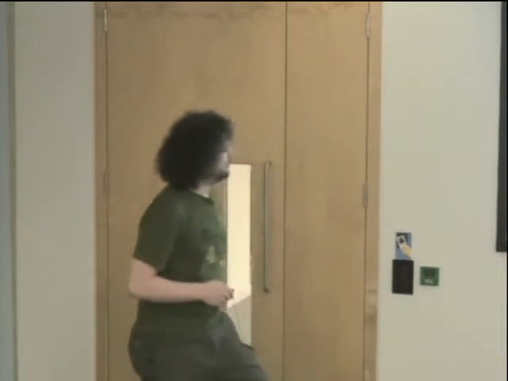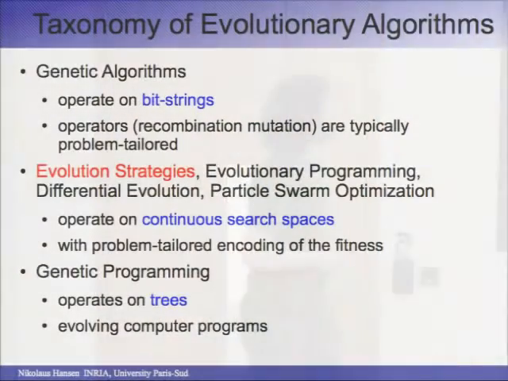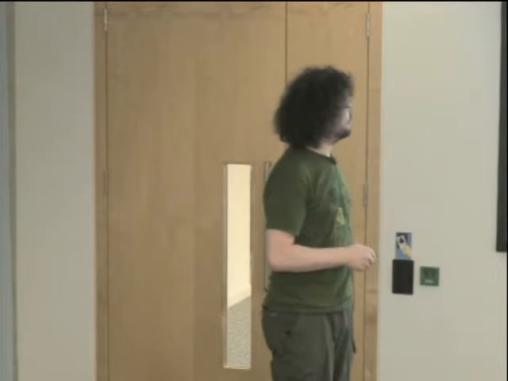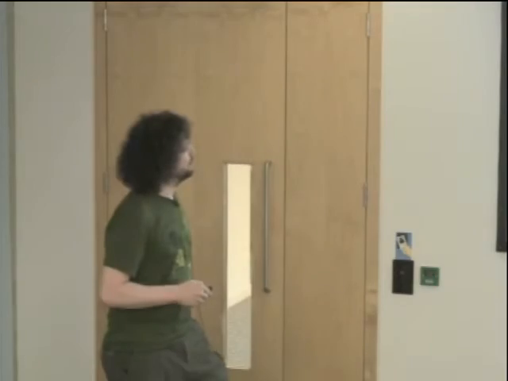In the domain of evolutionary computation, we have typically 3 main branches, also historically: genetic algorithms, evolution strategies, and genetic programming. And the best way to differentiate between them is to look at the search domain. Genetic algorithms operate on bit strings, evolution strategies operate in the continuous search space, and genetic programming operates on trees. So I will talk about evolution strategies.